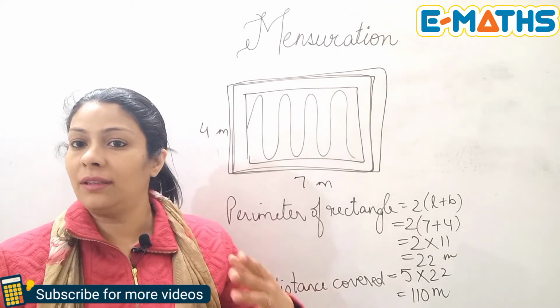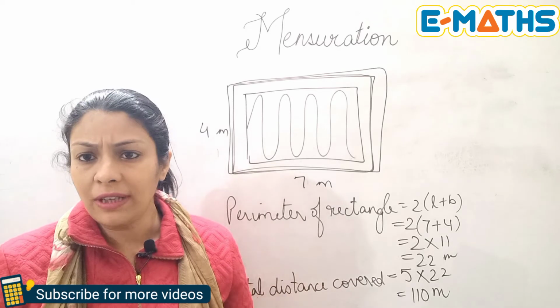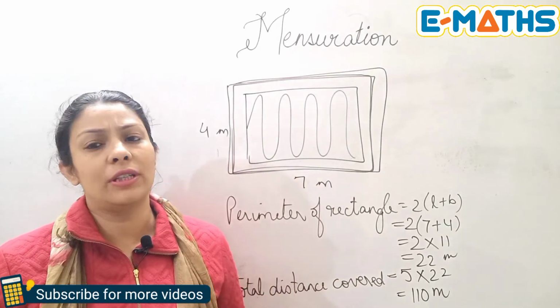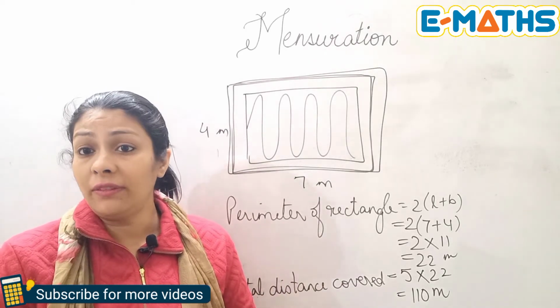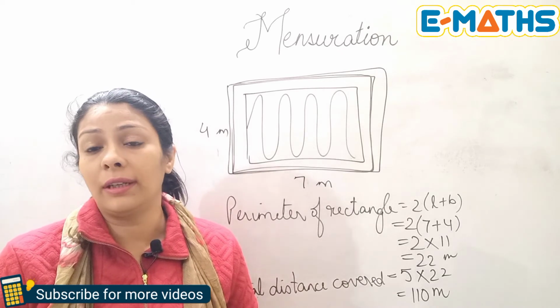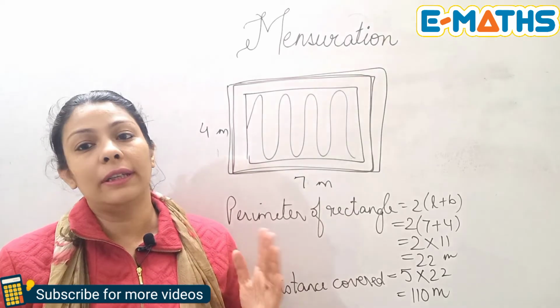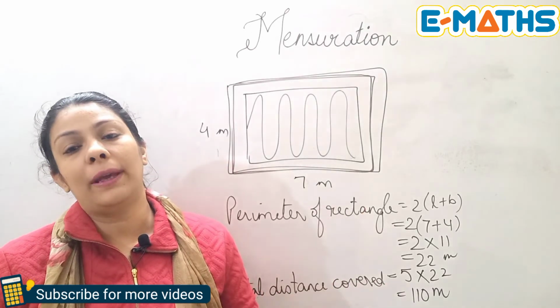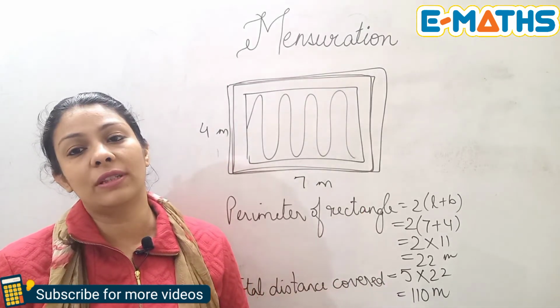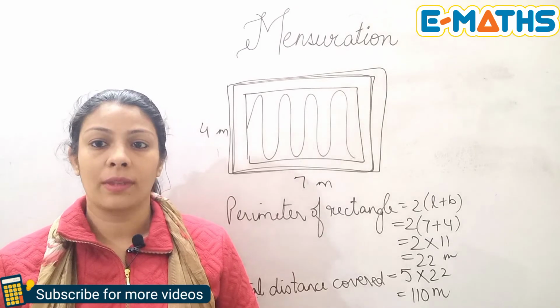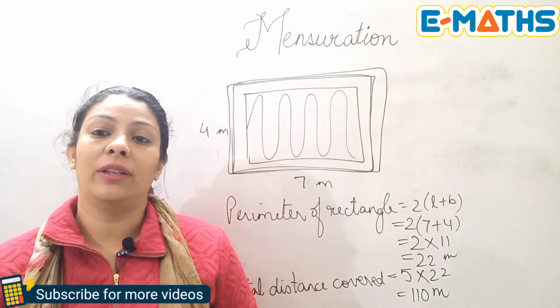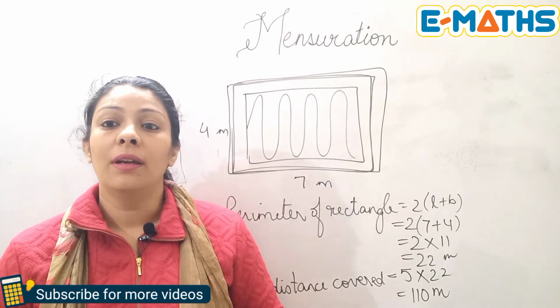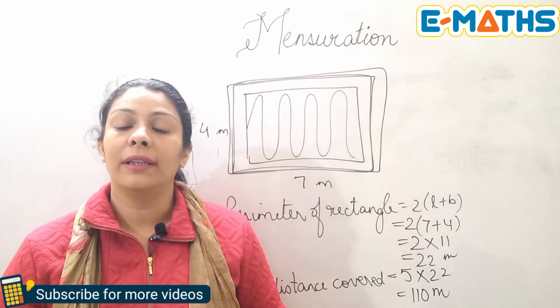And for rectangle, for square, for equilateral triangle, you can always use the formulas. For equilateral triangle, we can use 3 into side because it has 3 sides and all its sides are equal. So we are multiplying 3 by the measurement of the side given to us. So that's how we find out the perimeter. We'll let you know about area in the next video.